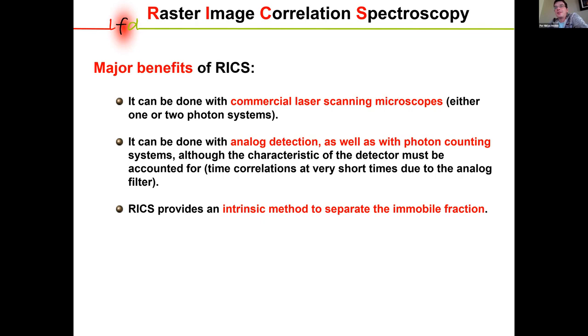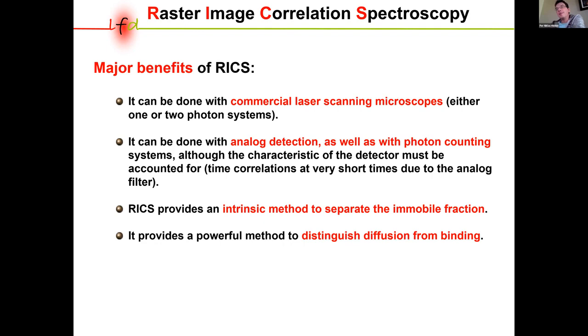Raster image correlation spectroscopy can provide an intrinsic method to separate out the immobile fraction, which is especially important for measurement in cells. And you can apply it to measure diffusion coefficients, to measure and distinguish binding, to measure active transport or transient trapping, or those kinds of processes.